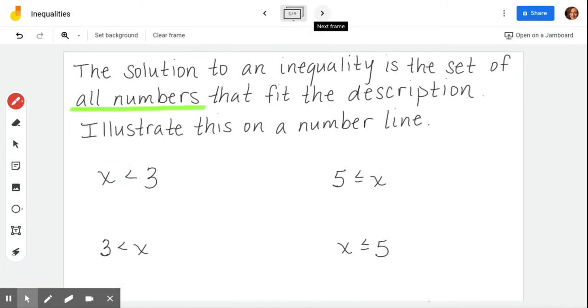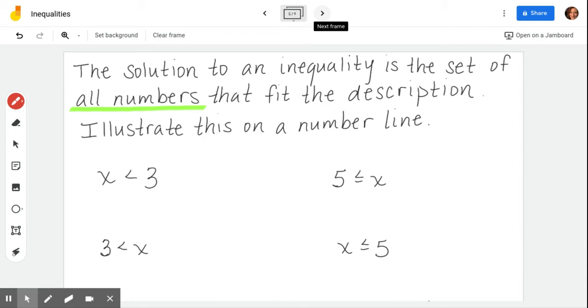Now, we've been talking throughout this here about what your solution really means. And I've been talking about how what you plug in, it's got to fit the description of your inequality. So if it says, like on this first one here, x is less than 3, it means anything in the world that's smaller than 3 would work in that particular inequality. It could be a 2, it could be a 1, it could be a -99. As long as it's smaller than 3, it works. So you illustrate that on a number line.